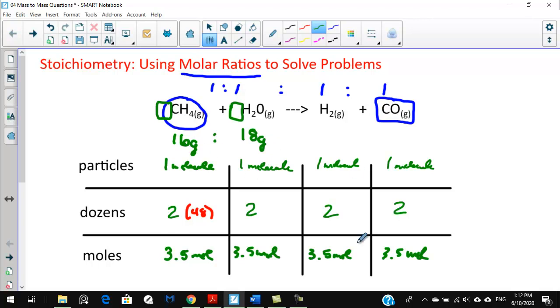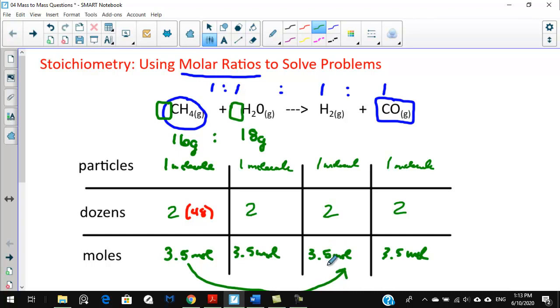And then when we're done moving from one that we know, so say we know how much methane we have, and we want to know how much hydrogen gas we're going to make, once we're done moving that value in moles, we can then convert this using our formulas that we've been working with into a mass or into a concentration or into a volume.